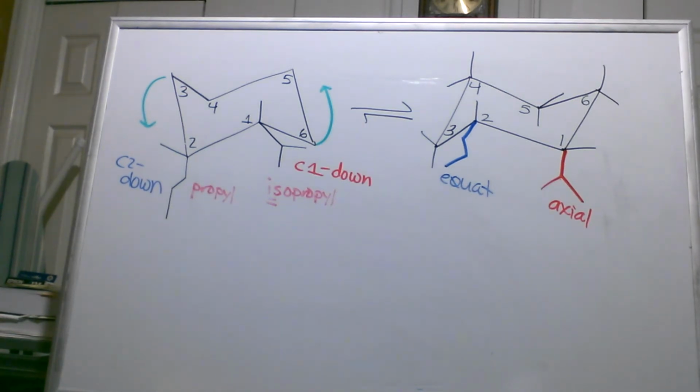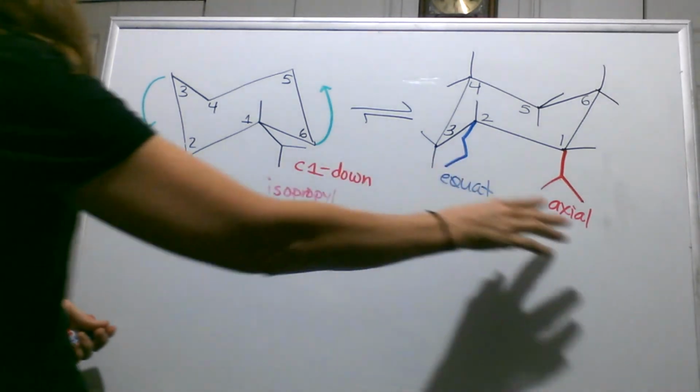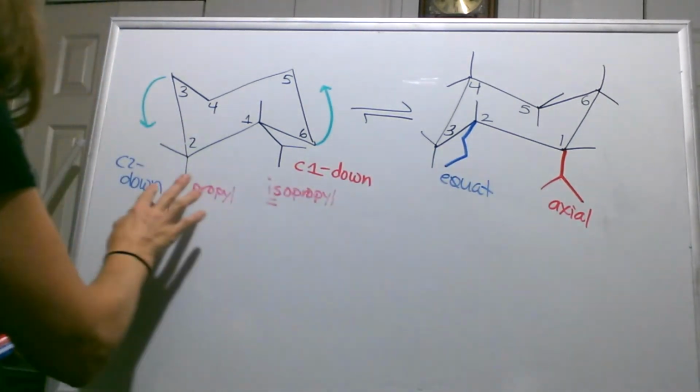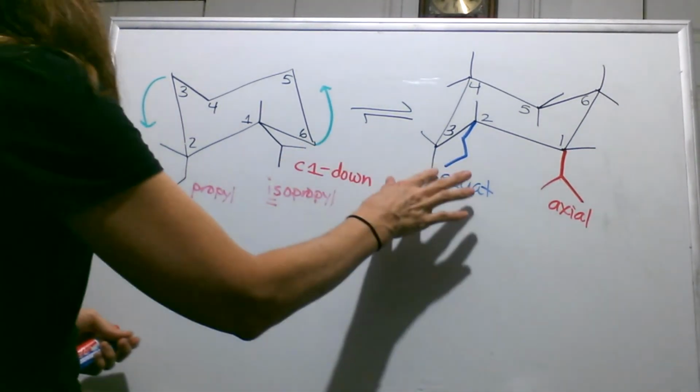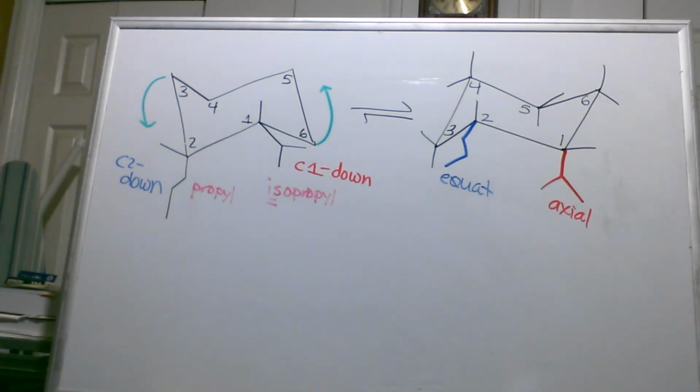So the last thing that we want to do is to make sure that the axials become equatorials and equatorials become axials. So C1 is equatorial, it ends up as axial. C2 is axial, and it ends up as equatorial. So that part turns out to be okay.